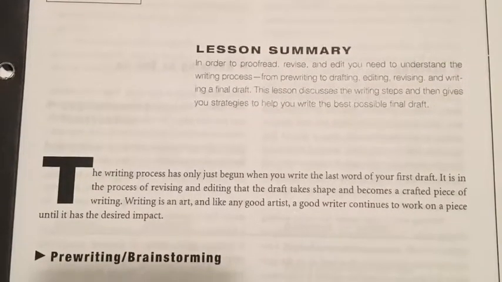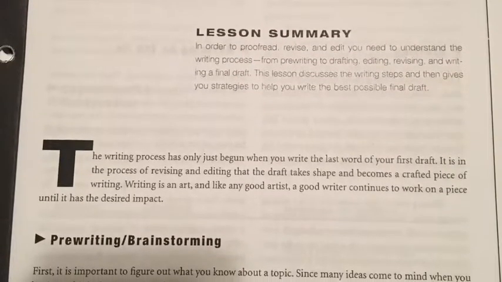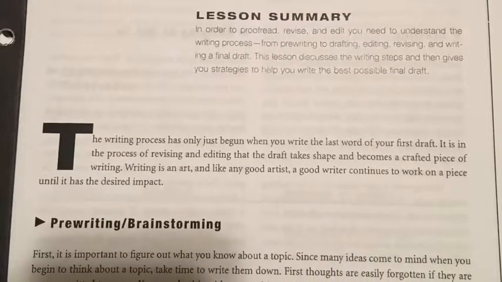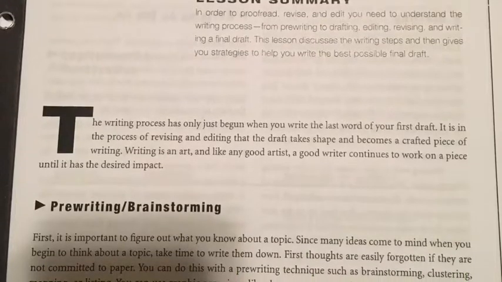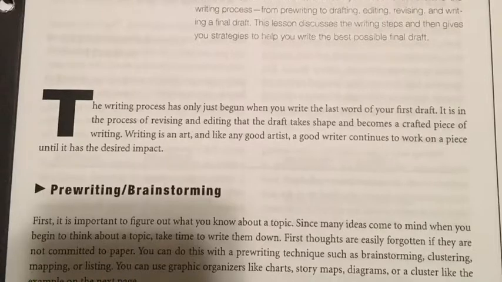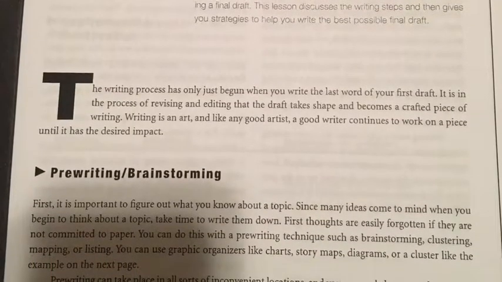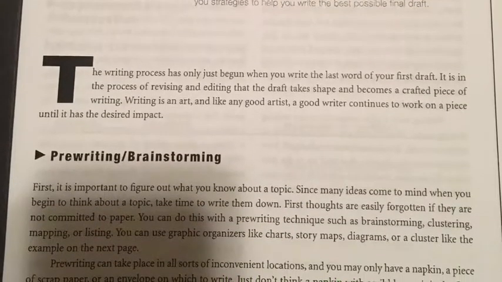Pre-writing / brainstorming. First, it is important to figure out what you know about a topic. Since many ideas come to mind when you begin to think about a topic, take time to write them down. First thoughts are easily forgotten if they are not committed to paper. You can do this with a pre-writing technique such as brainstorming, clustering, mapping, or listing. You can use graphic organizers like charts, story maps, diagrams, or a cluster like the example on the next page.